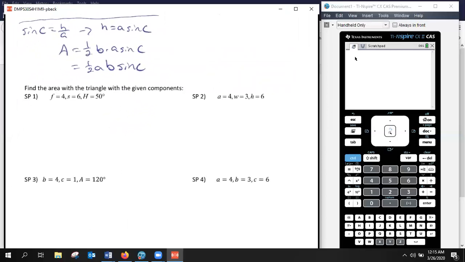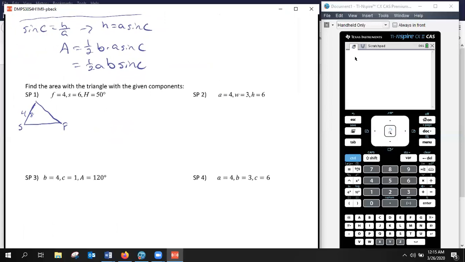Let's go ahead and actually put that into application. I have problem number 1 here, where I have a triangle FSH. Let me go ahead and try to draw this out. Side F, I'm going to put right here as 4. Side S, let's make that a little bit longer. That's angle F, that's side F. Angle S, let's put angle S right there, and so side S is right here, and it has a side length of 6. And angle H is going to be the angle in between, which is 50 degrees.